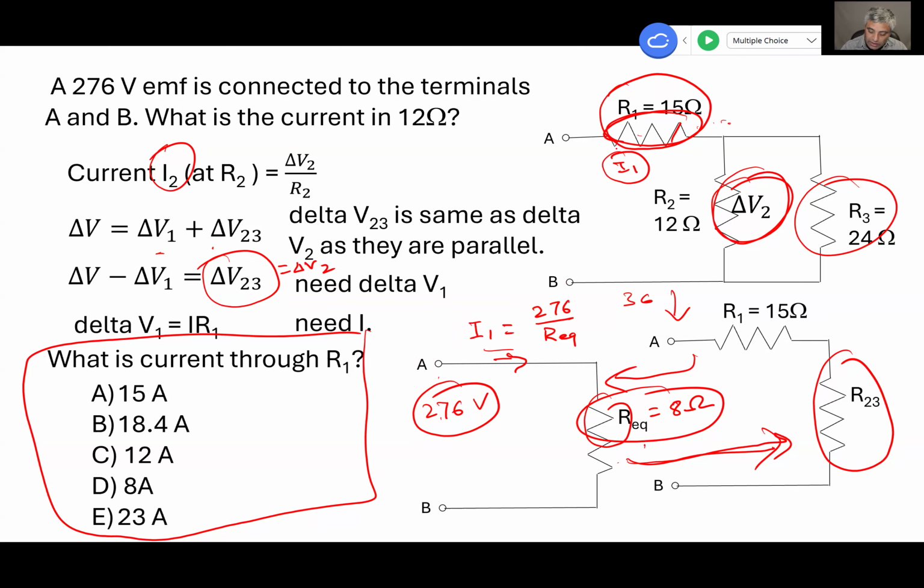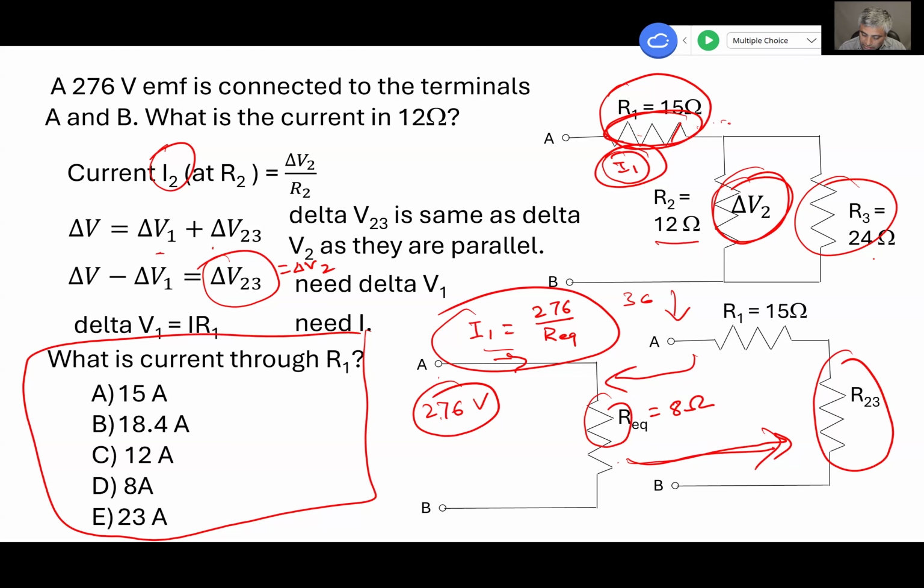Remember, this I1 should be the same as this one over here. So 276 divided by 8. So it looks like I don't have the answer in the choices. My bad. 276 divided by 8 should be the answer. Okay, so it looks like the correct answer in this case is an R equivalent of 8 ohm.